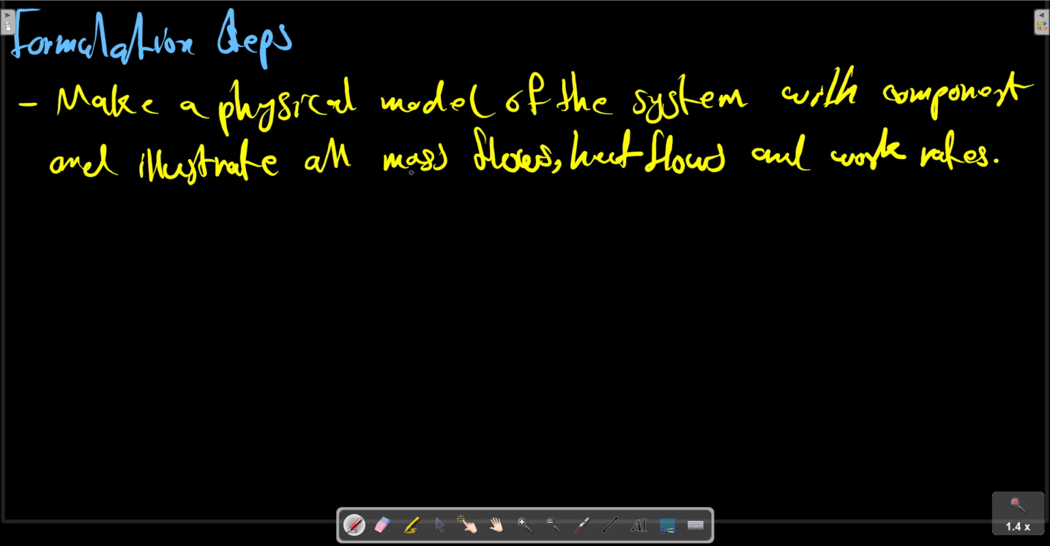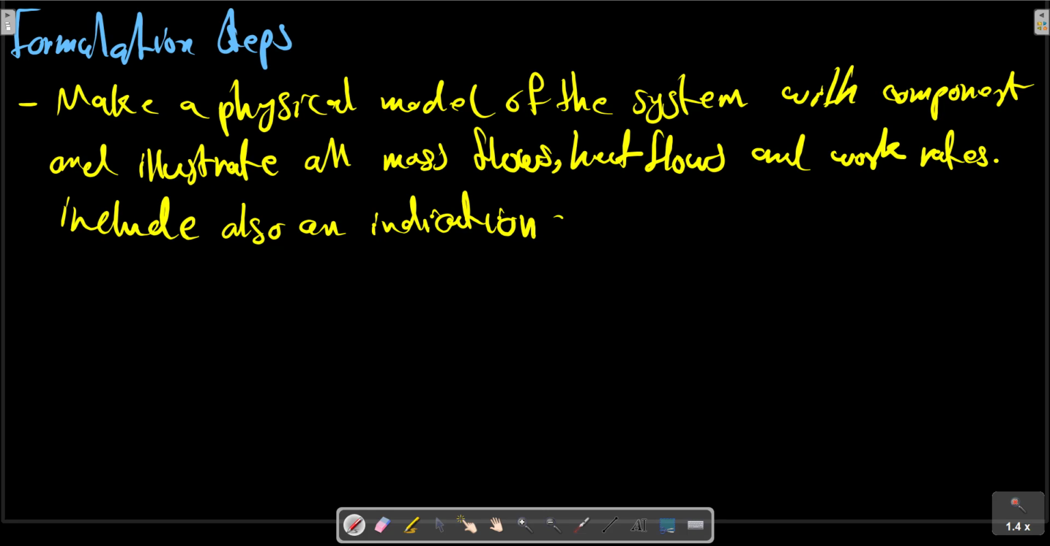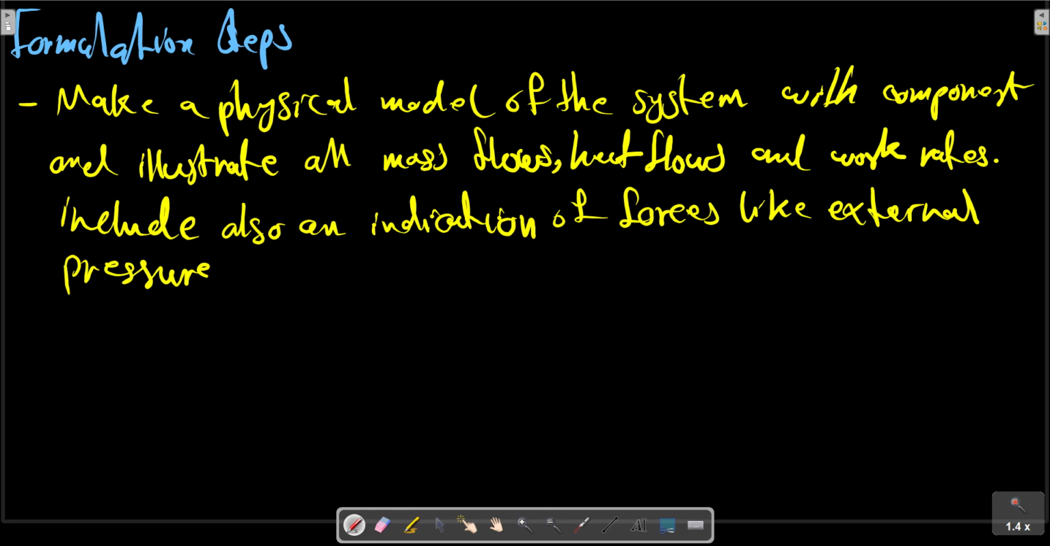Include also an indication of forces like external pressure and gravitation.